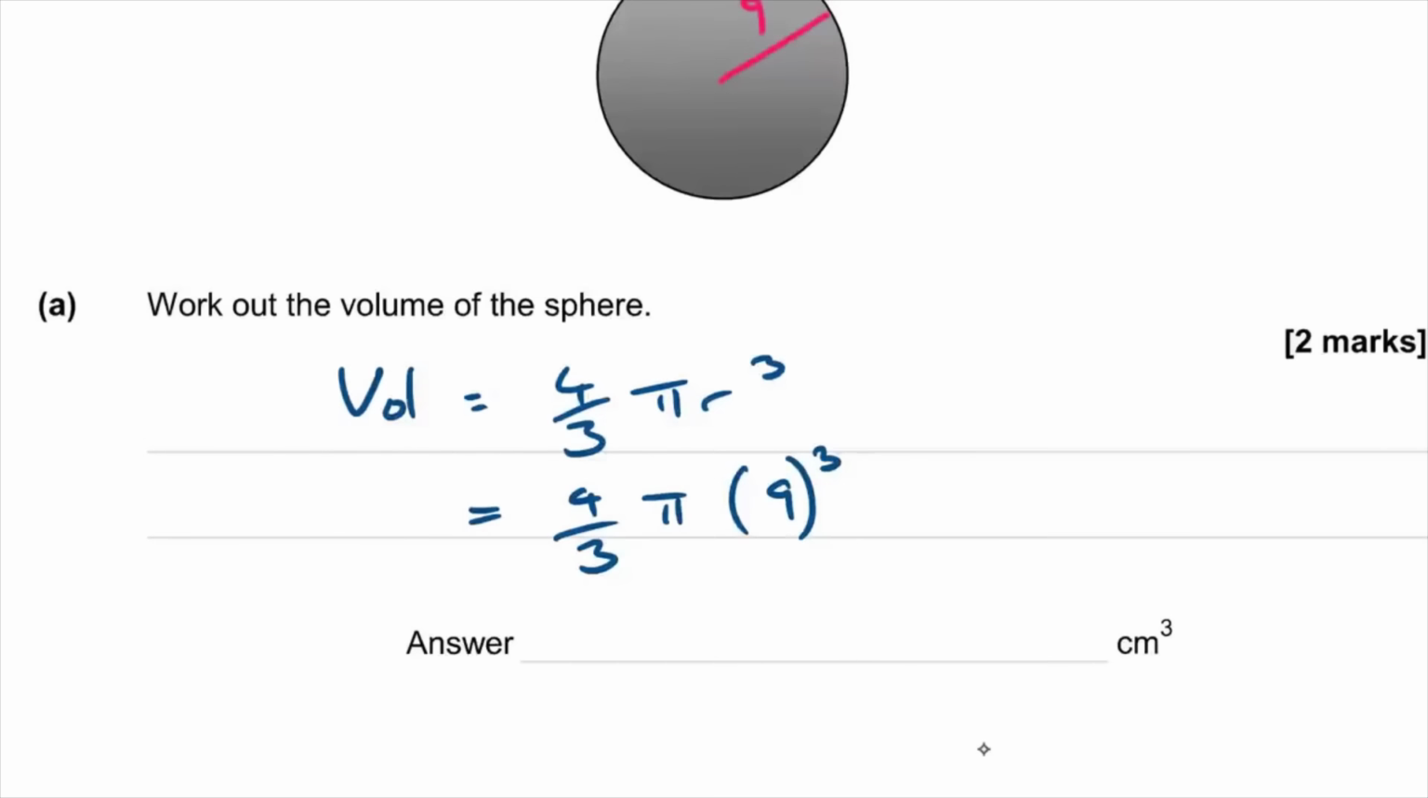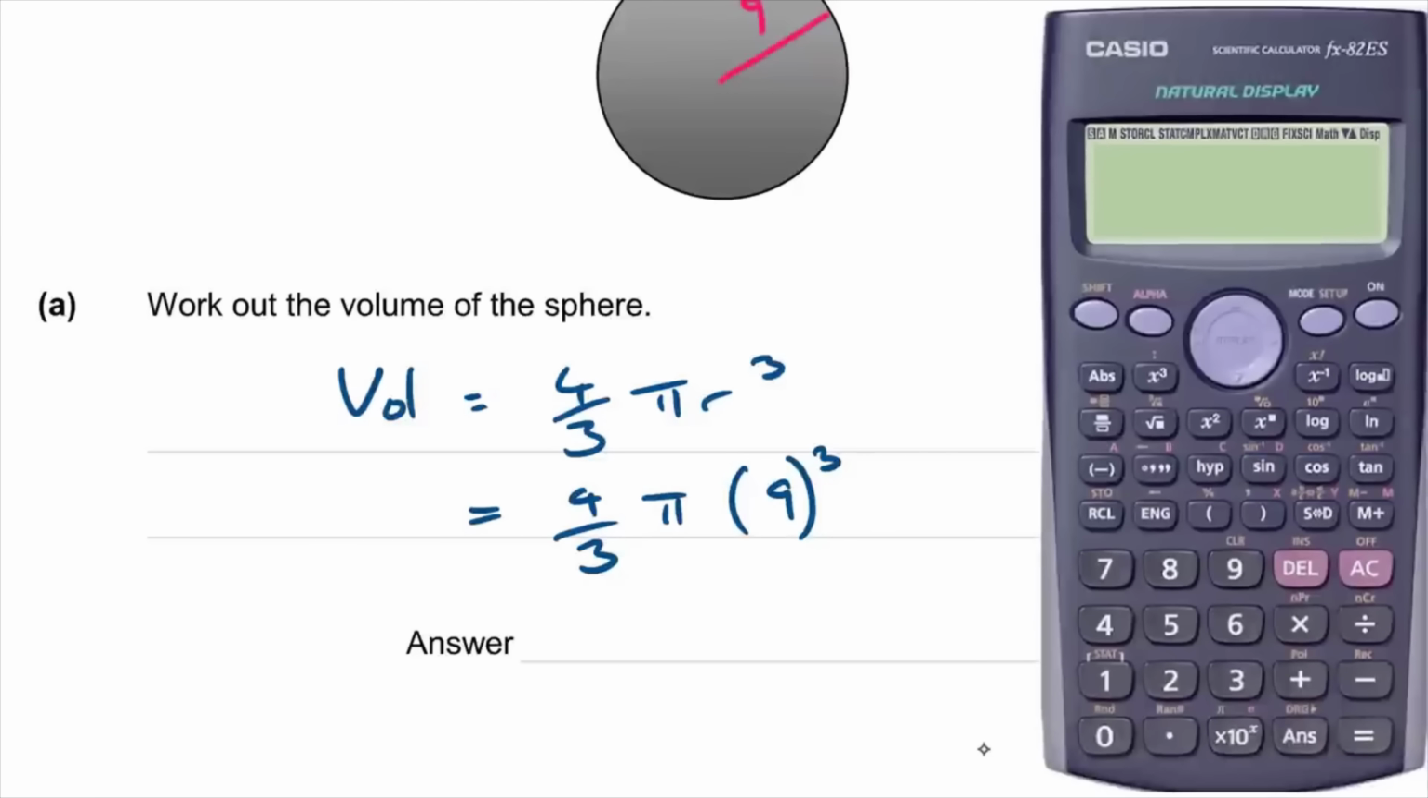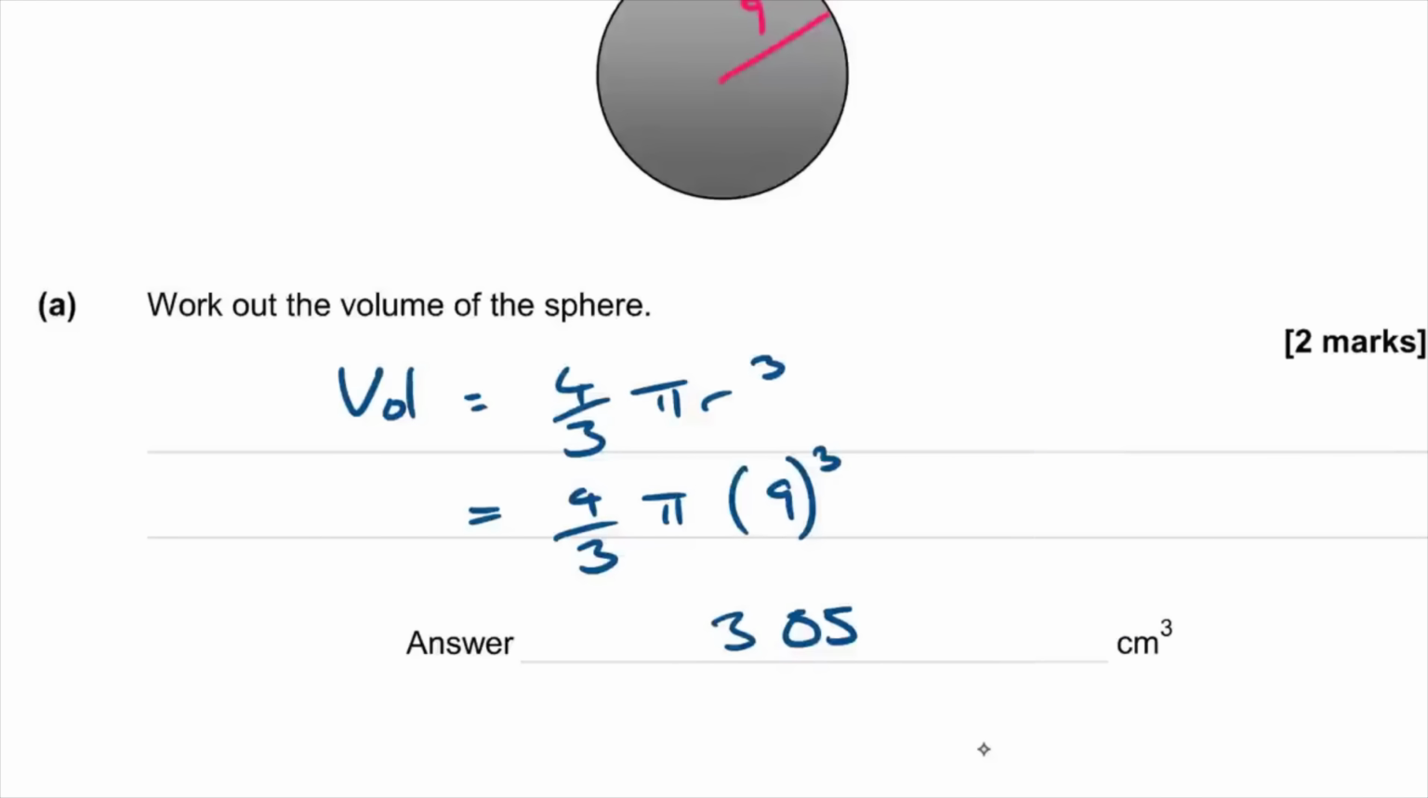It's a matter of really typing that into the calculator. So 4 divided by 3 times pi times 9 to the power of 3. I make that 3053 and change. So I'm just going to round off to the nearest whole unit, which would be 3054 then, wouldn't it?